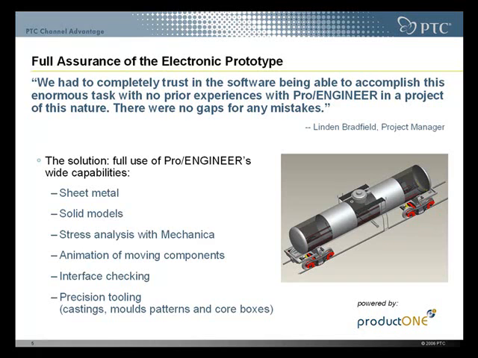They also used interference checking and interface checking to provide clear and accurate information around tolerances and interferences. They then used the manufacturing areas of ProEngineer to create castings, moulds and core boxes.